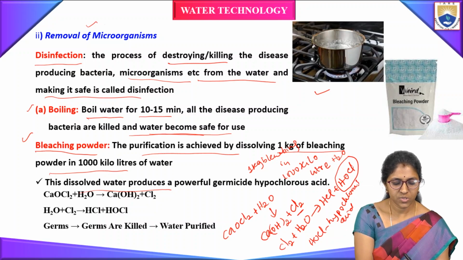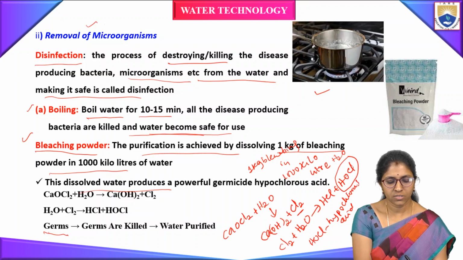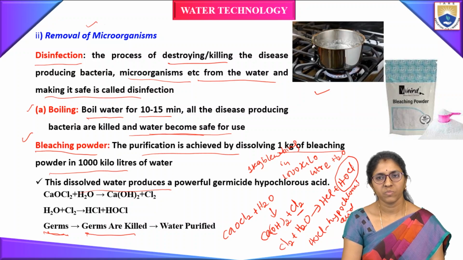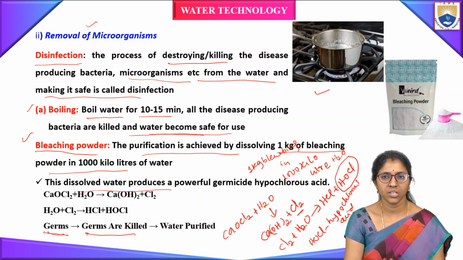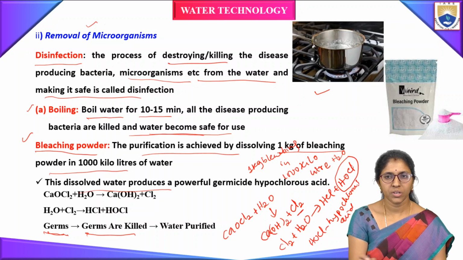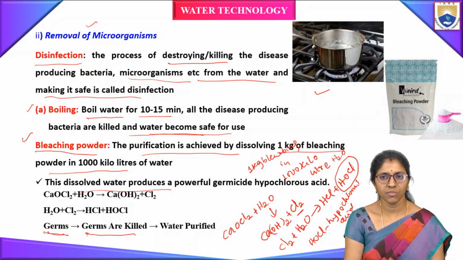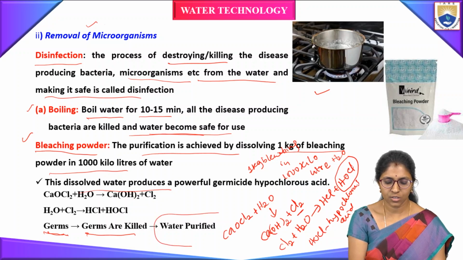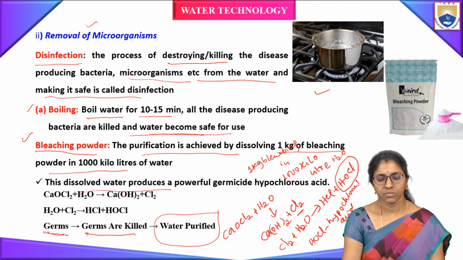When the germs are treated with this bleaching powder, the germs are killed. The active component is hypochlorous acid. This will kill the germs which are present in water and then water is said to be purified. So this is the process of removing microorganisms from the water by using bleaching powder.